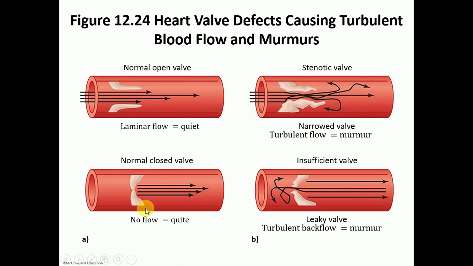As the valve shuts, again, the blood is now being pushed away from the valve in a laminar flow. Again, that's quiet, no sounds. But if there is an incompetent valve or an insufficiency in the valve, you'll see blood is regurgitating back where it shouldn't be. And that leaking is a turbulent flow, and that leads to a murmur too.